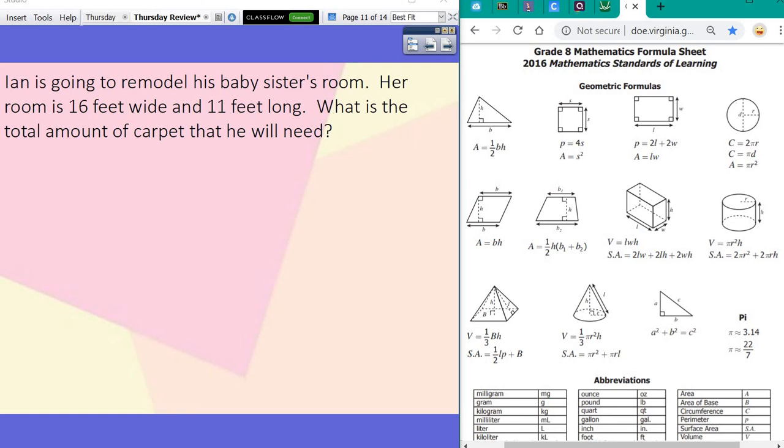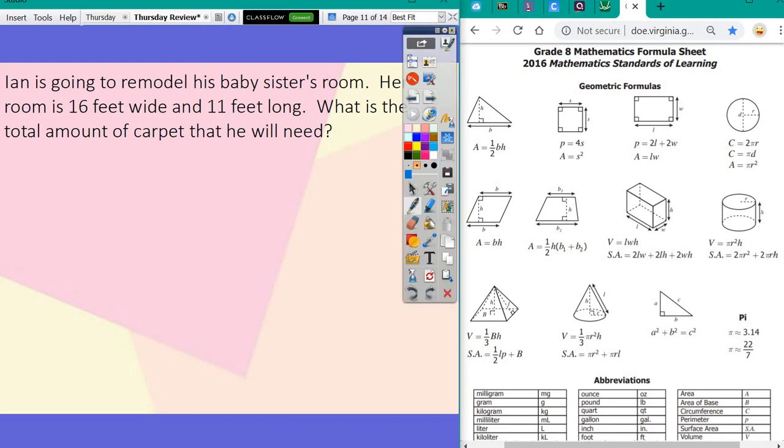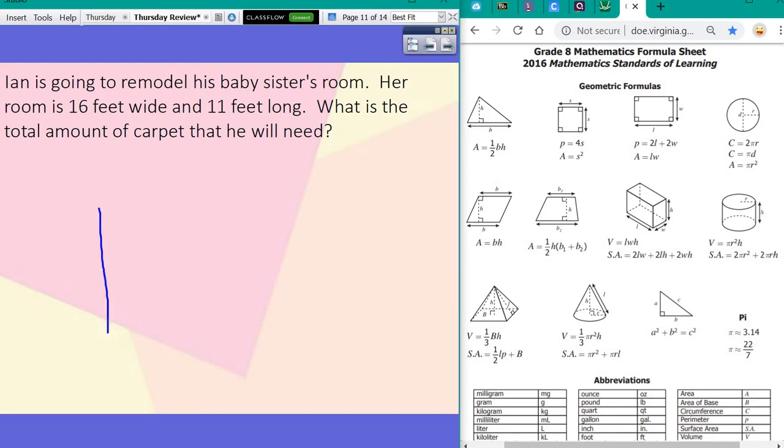All right, we're gonna do like 3 of these easier area and perimeter problems. So this one says Ian is going to remodel his baby sister's room. Her room is 16 feet wide and 11 feet long. I'm gonna stop right there. If you are just given a length and a width, that means that we are talking about a rectangular shaped room. So I'm gonna go ahead and grab a pen here and we're gonna draw out this room.